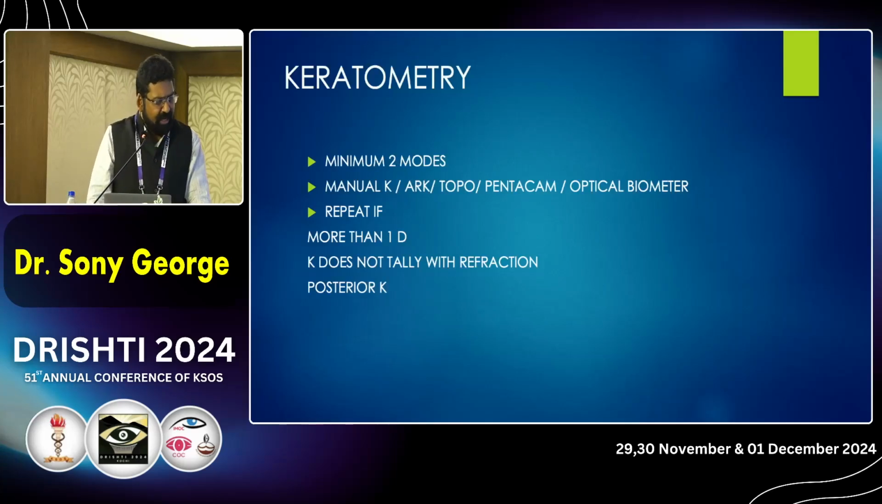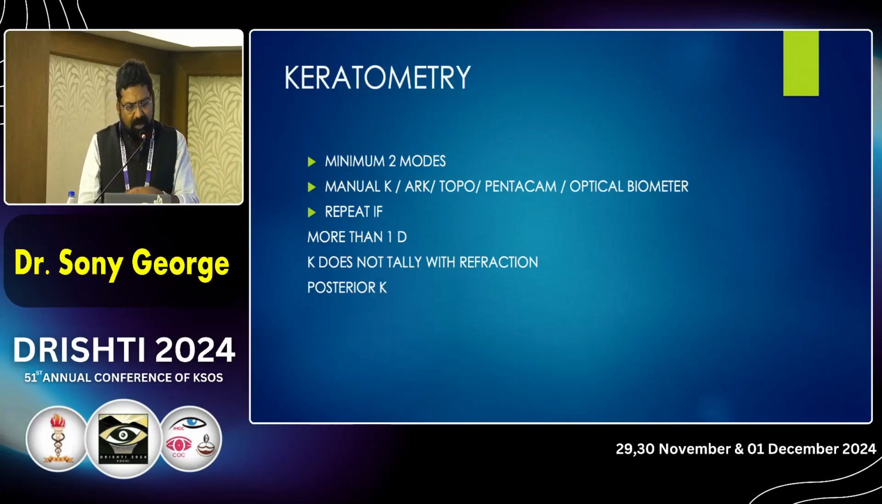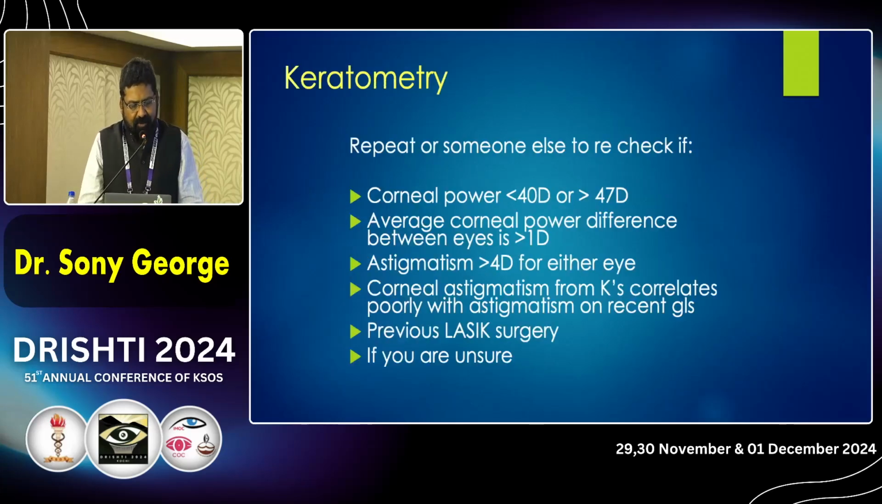So keratometry, you should take a minimum of 2 modes. Manual keratometry, nowadays most of us do ARK. If you have topo, Pentacam, etc., very good. And if there's a difference of more than 1 diopter, please repeat. And if the keratometry does not tally with the refraction again. And corneal power less than 40 and more than 47, you have to repeat. And difference in corneal power of more than 1 diopter or astigmatism more than 4 diopter, all this previous LASIK surgery. And if you're unsure, again, these are all things to be careful and to be repeated.